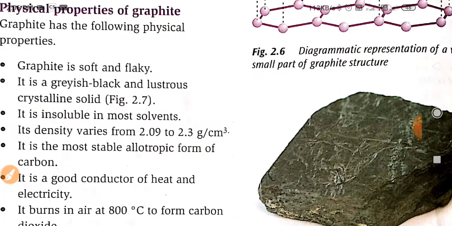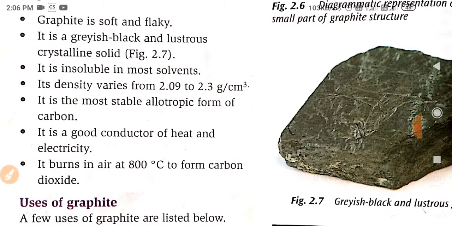Some physical properties of graphite are: graphite is soft and flaky, it is a grayish black, lustrous crystalline solid, it is insoluble in most solvents. Its density varies from 2.09 to 2.3 gram per centimeter cube. It is the most stable allotropic form of carbon.